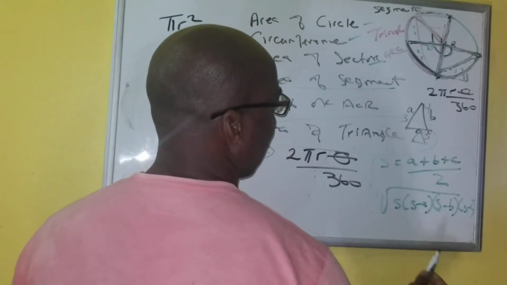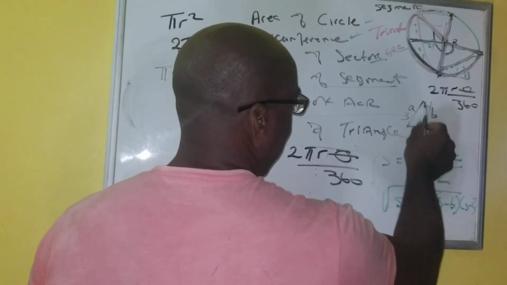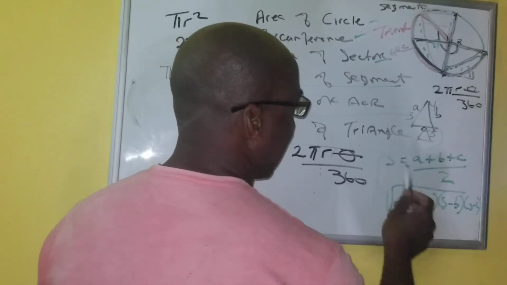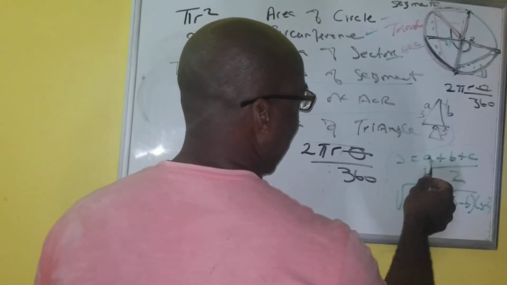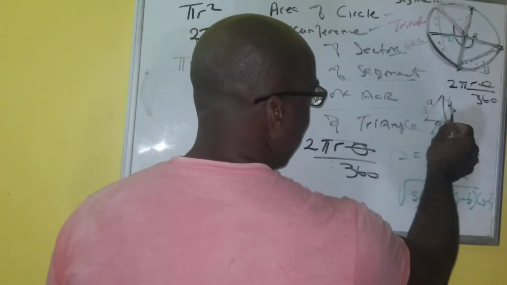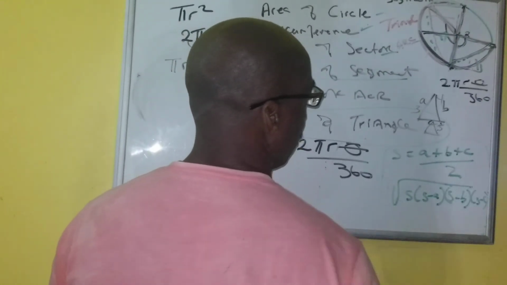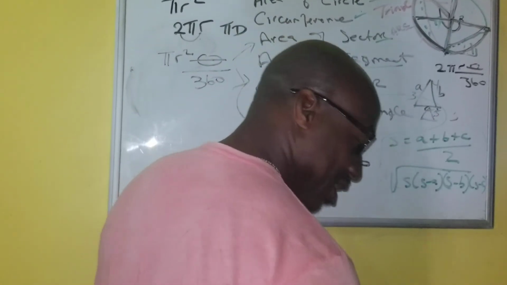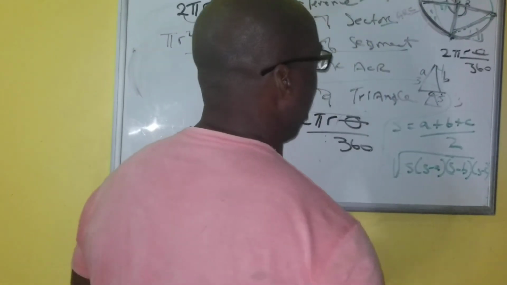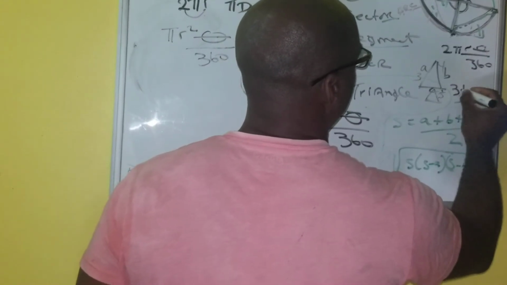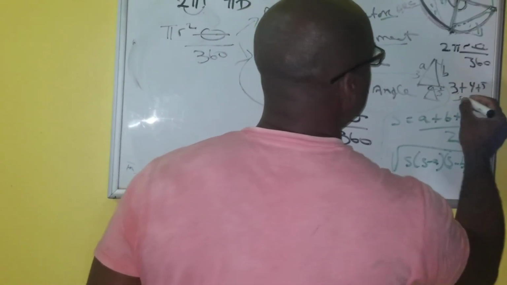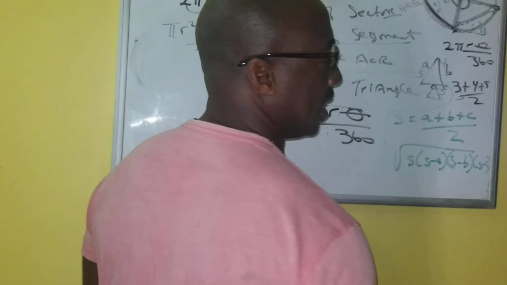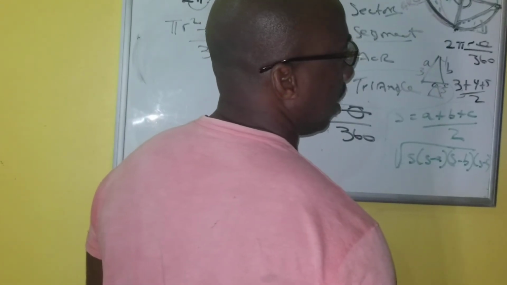So when you ask for the area of this triangle, the formula says S equals A plus B plus C over 2. So if you got 3, 4, and 5, it is 3 plus 4 plus 5 over 2. Alright, so far so good?